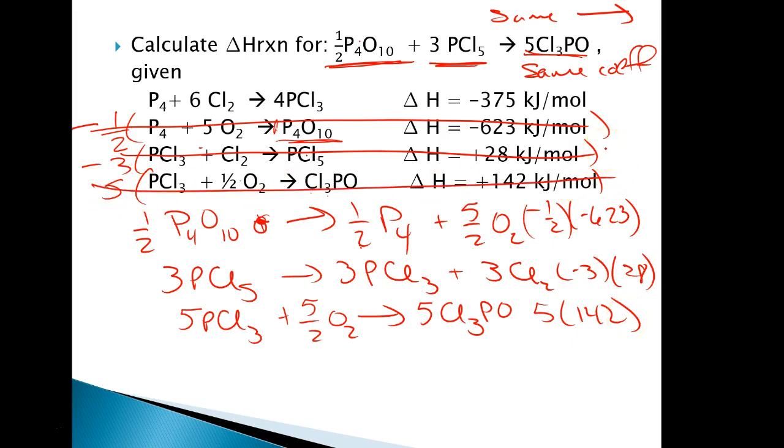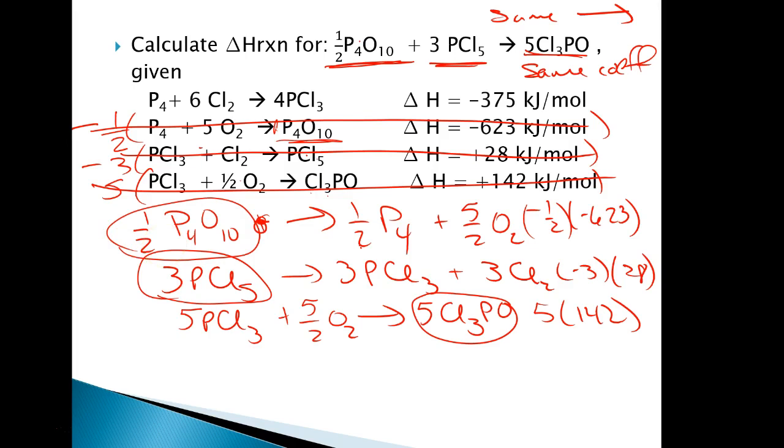Now you might notice, wait a minute, I haven't done anything with that top reaction. Okay, they aren't giving it to you as a distractor. They aren't giving it to you to confuse you. They're giving it to you because you need it. All right, if I was to add this all up right now, I do have this guy, and I have my PCl5s, and I have this guy, but everything else needs to go away, and it's not going away right now.